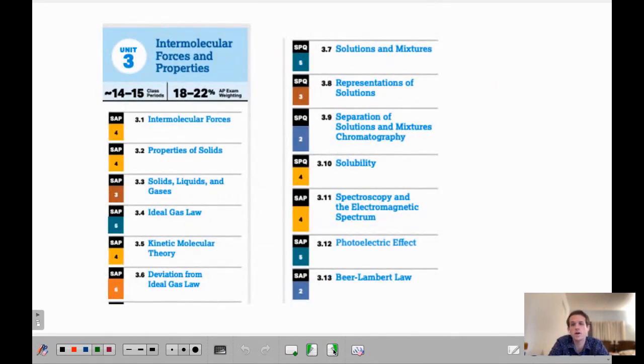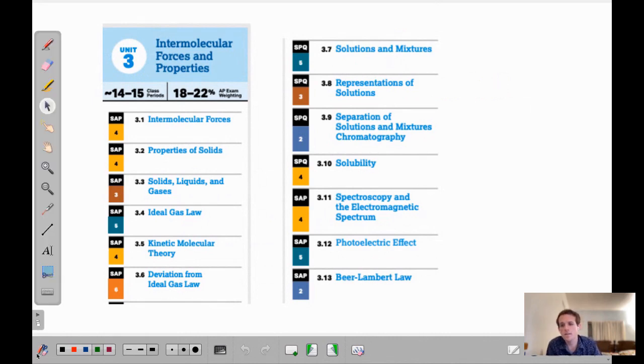All right, so as you can tell, this unit is jam-packed. It shows 13 different topics that are contained in this unit. And if you look at the top up here, it tells you that this part of the test is a large portion of the material, right? It says 14 to 15 class periods, but it's 18 to 22% of the AP exam. So this is pretty hefty compared to the time they expect you to learn it.